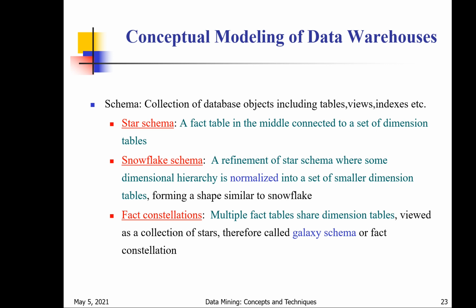Snowflake schema. Snowflake schema is also the same as star schema. It is a refinement of a star schema where some dimensional hierarchy is normalized into a set of smaller dimension tables, forming a shape similar to a snowflake. It also looks like a snowflake, that's why it is called a snowflake schema. Here the difference between star schema and snowflake schema is that in star schema, one fact table is surrounded by a number of dimension tables. Here also the same, but here the normalization is there.